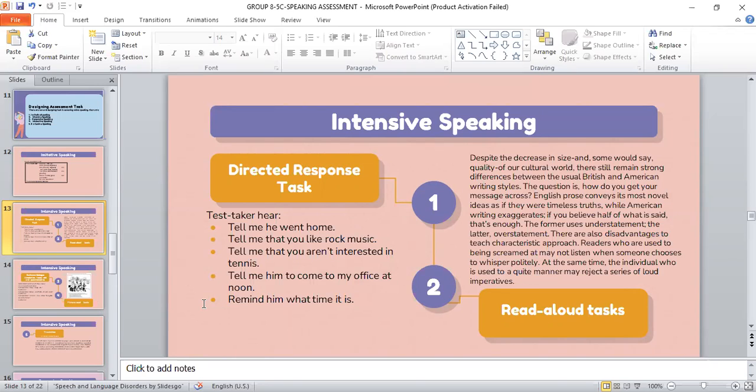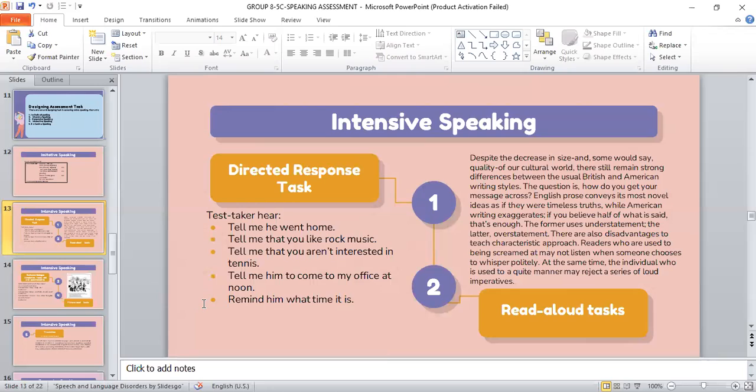The first one is directed response task. In the directed response task, the test administrator elicits a certain grammatical form or transformation of a sentence in this type of exercise. Although such tasks are unquestionably mechanical and not communicative, they nevertheless necessitate limited meaning processing in order to create the acceptable grammatical output.